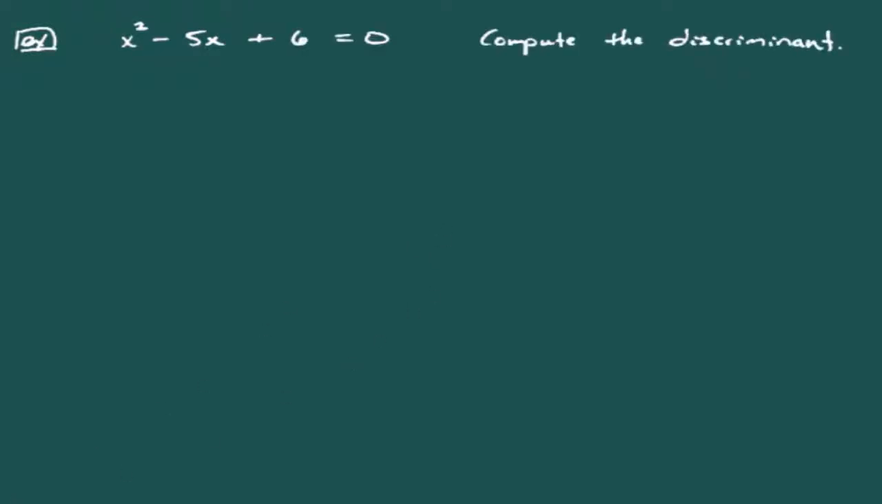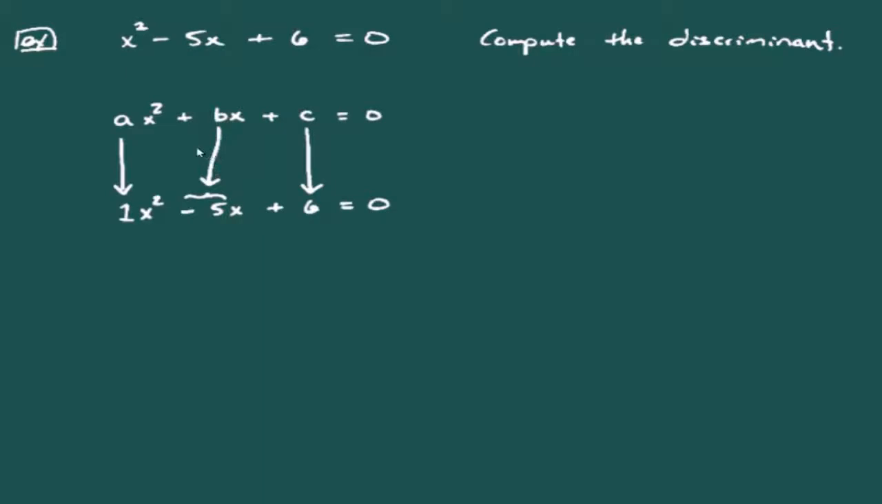So let's look at an example. Suppose we're asked to compute the discriminant for the equation x squared minus 5x plus 6 is equal to 0. The first thing we do is go back to our form for the quadratic, ax squared plus bx plus c is equal to 0, and we have to figure out exactly what a, b, and c are. So a is the number that's multiplying our x squared. If we don't have a number written there, we're assuming that number is 1. So we've got a being 1.